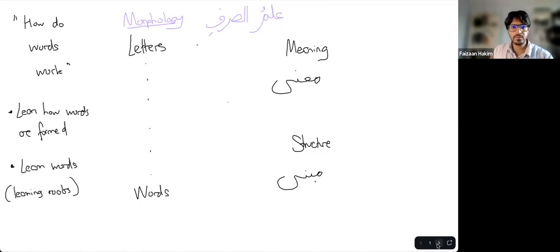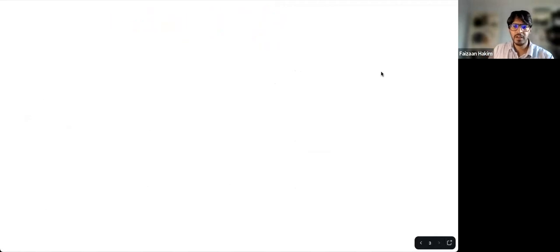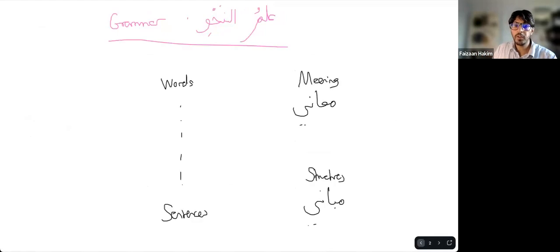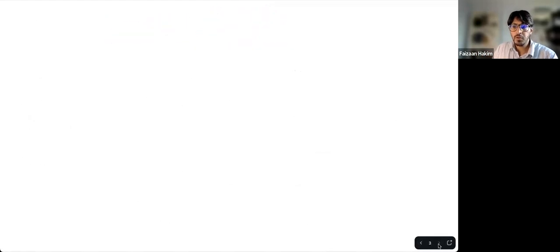So, as I said, I might even add another. What color should I use here? Let's go with the blue. A science even before these two, which is actually knowing words. We might call this lexicology.